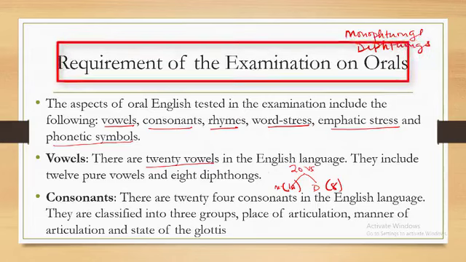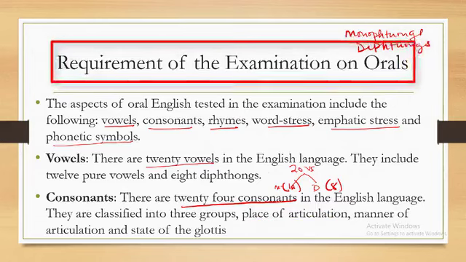Then we have 24 consonant sounds in the English language. And we group them based on three areas: the place of articulation, the manner of articulation, and the state of the glottis. So let's not forget that. That is where I talked to you about, for example, the dental.